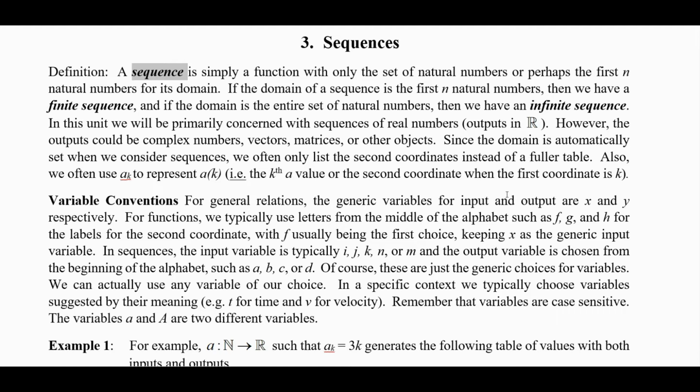In sequences, the input variable is typically either i, j, k, n, or m, and the output variable is chosen usually from the beginning of the alphabet, such as a, b, c, or d, usually lowercase. Of course, these are just the generic choices for variables. We can actually use any variable for our choice. In a specific context, we typically choose variables suggested by their meaning. For example, we would prefer to use t for time and v for velocity if that's what we are dealing with. Remember that variables are case sensitive. The variables lowercase a and uppercase A here are two different variables.